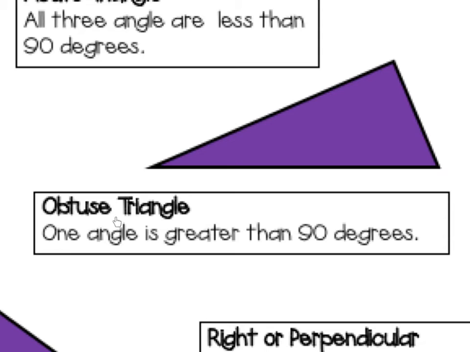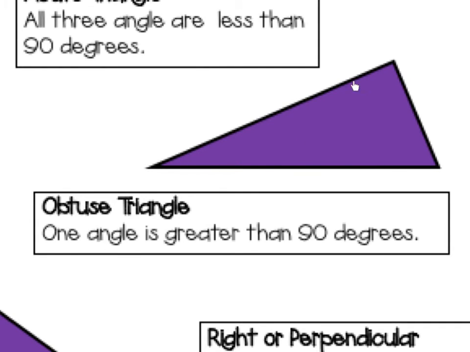And this one is an obtuse triangle. And that means that one of these angles is going to be greater than 90 degrees. So in that case, it would be this one here is slightly greater than 90 degrees. And these two are going to be less than 90 degrees.